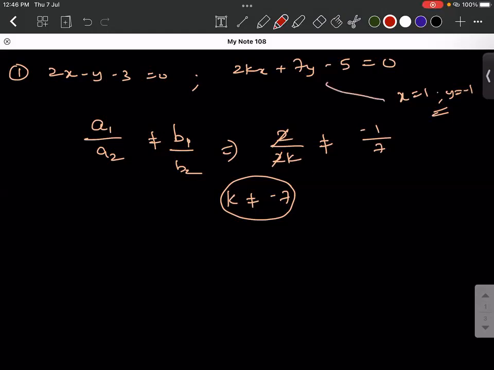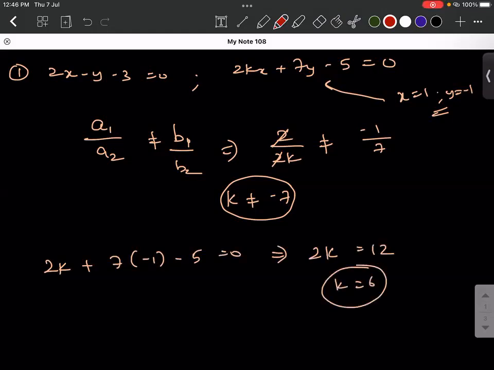Actually, you can take this and substitute it in the second equation. So x is equal to 1. So 2k plus 7 into minus 1 minus 5 is equal to 0, which implies 2k is equal to 12 and you have k is equal to 6. Is that an option? So k is equal to 6 will be the answer for which that unique solution of ordered pair 1 comma minus 1 will satisfy the equations. Is it right? Yeah.